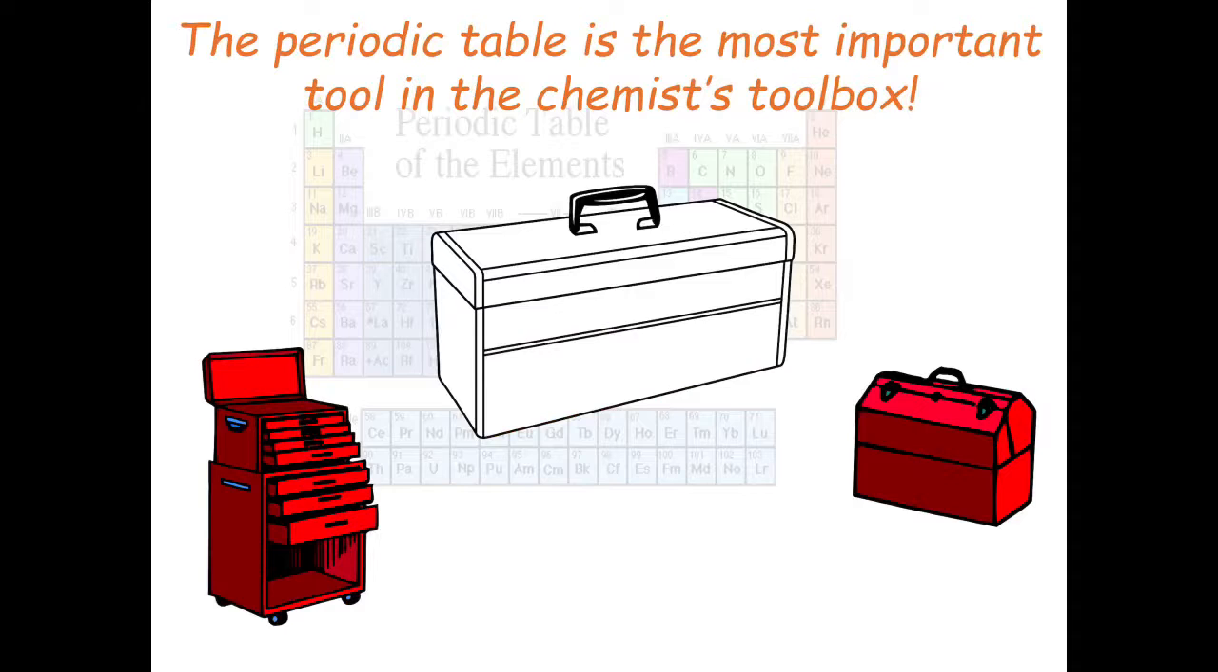The periodic table is the most important thing that you're going to ever use in chemistry. So I encourage you to take a minute, look at it. You're going to be looking at it over and over and over this year. So make yourself familiar with the periodic table and how it's laid out.